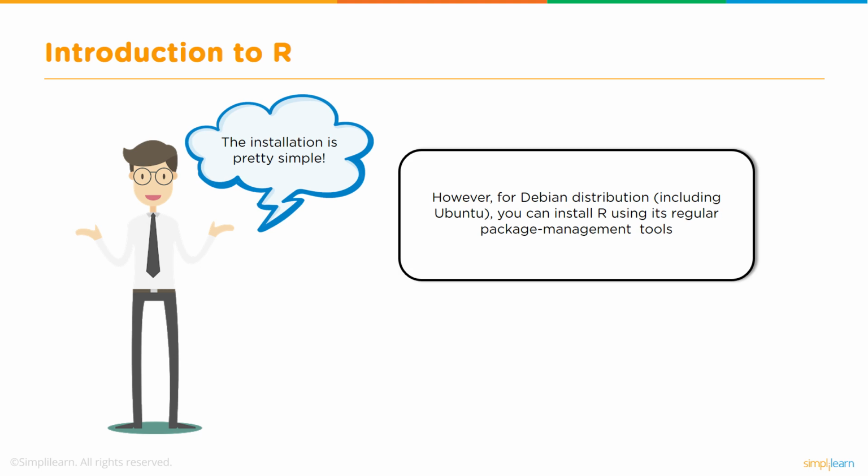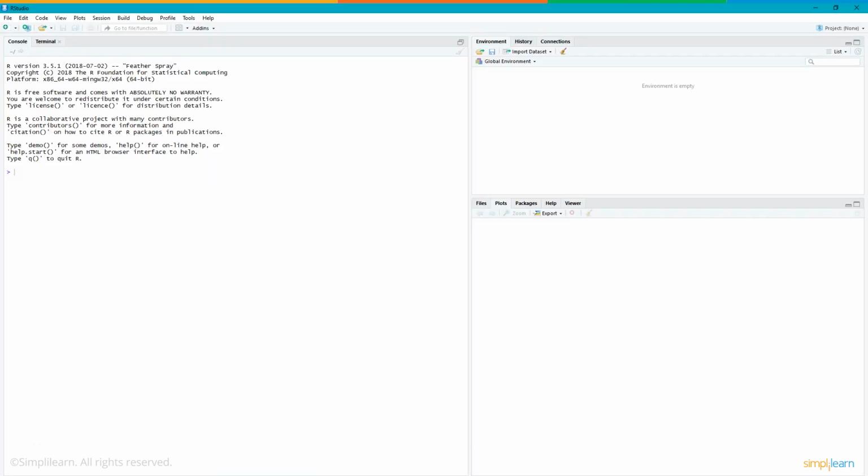Just a quick note, if you're on a Debian distribution, including Ubuntu, you can install R using its regular package management tools. And when you're using a Linux system, that is preferred because then it registers it properly on the setup system. Let's go ahead and open up our RStudio and take a look. Here we are, and I've opened this up in the RStudio version, which automatically opens up some extra windows, which is nice. Let's go ahead and take a look at that.